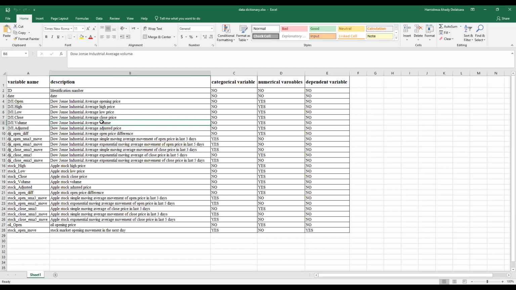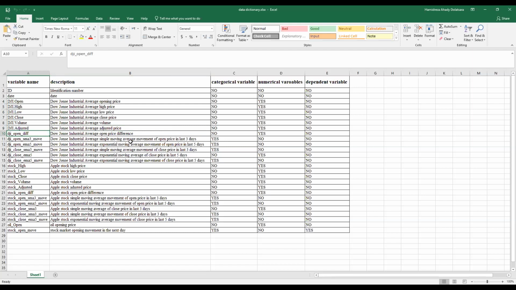As you see, Dow Jones high means high price, low means low price, close, volume: how many stocks were traded? Adjusted price. So these could be straightforward. Look at row 10. I said DJI Open Diff. DJI stands for Dow Jones Industrial Average. Open means open price. And diff means the difference of the open price between today and yesterday.